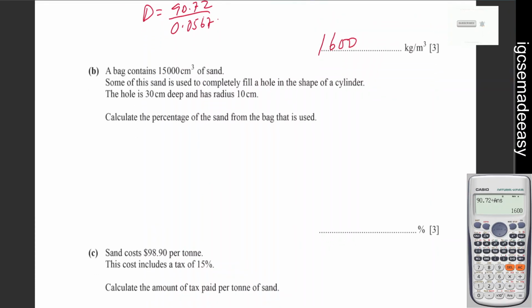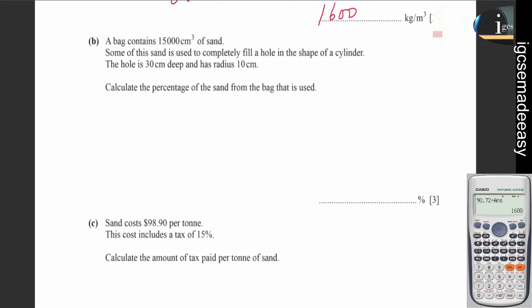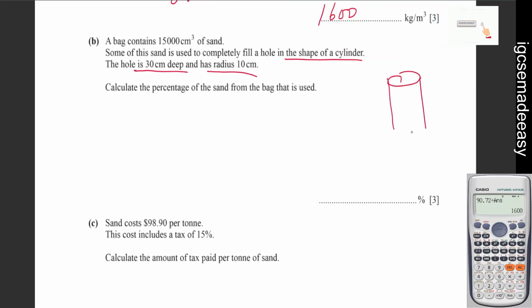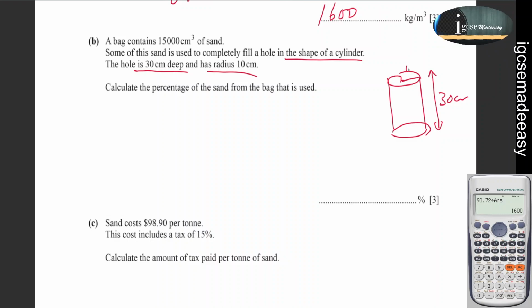Part B. A bag contains 50,000 centimeter cube of sand. Some of the sand is used to completely fill a hole, the shape of a cylinder. The hole is 30 centimeter deep, that is the height, and the radius is 10 centimeter. So some of the sand, out of this volume, is being used to fill this hole. So what is the volume of this hole? Let's find out.